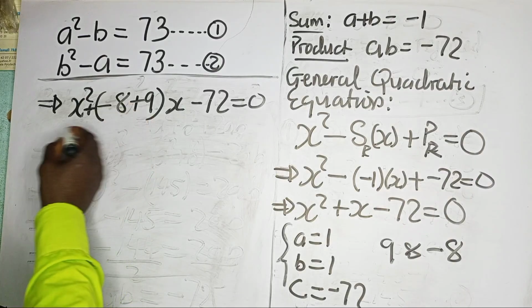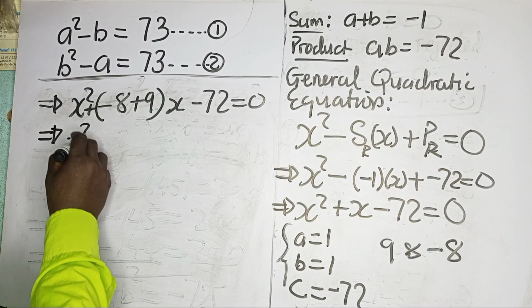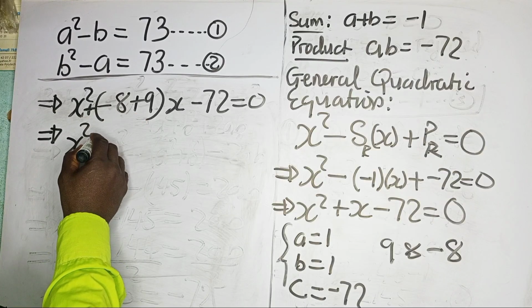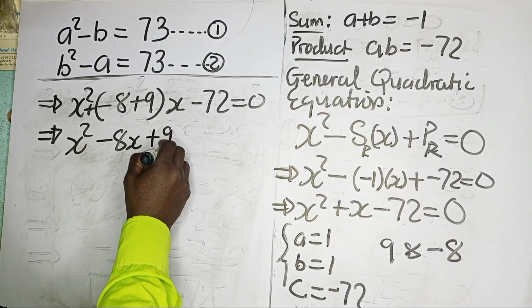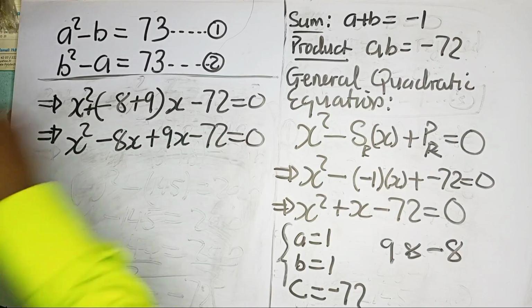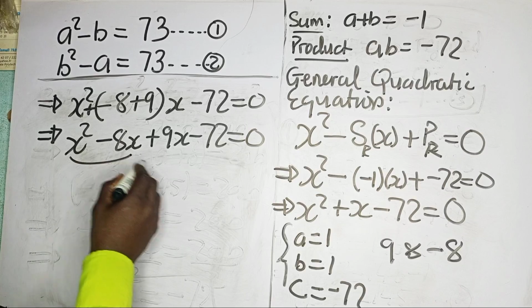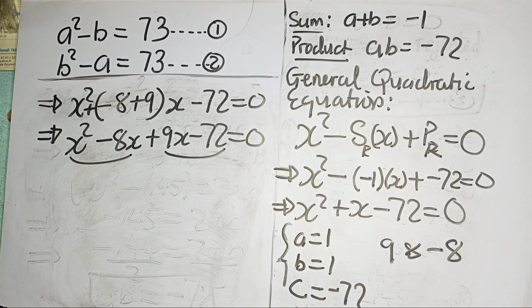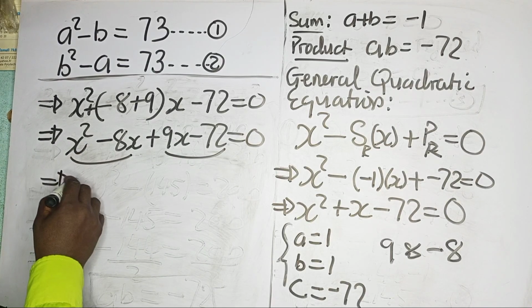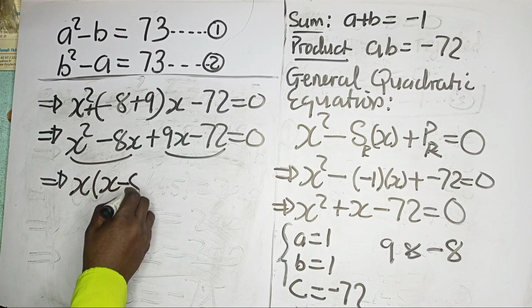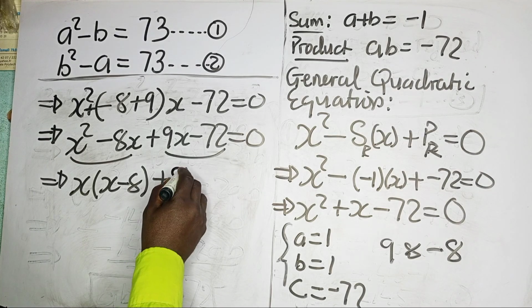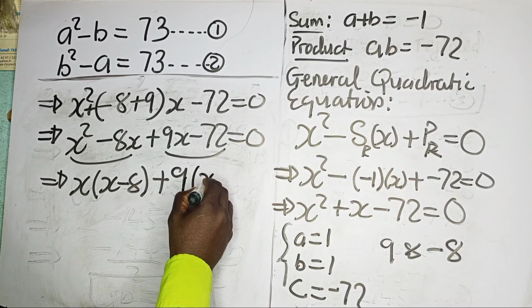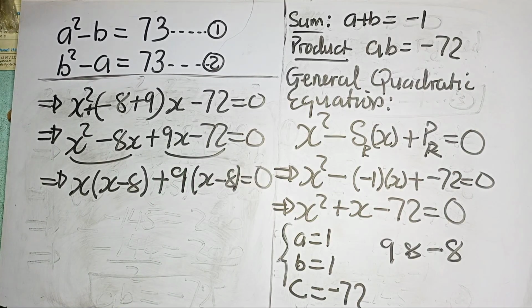Okay, now let's open this parenthesis. So we're going to have x squared plus minus is minus 8 multiplied to x. You have negative 8x. And then we'll have plus 9x minus 72 is equal to 0. Now we'll factorize the first two and factorize the next two expressions. In the first two expressions, we have x is common. So we have x into x minus 8. In the second pair, 9 is common. So we have 9 outside into x minus 8 is equal to 0.